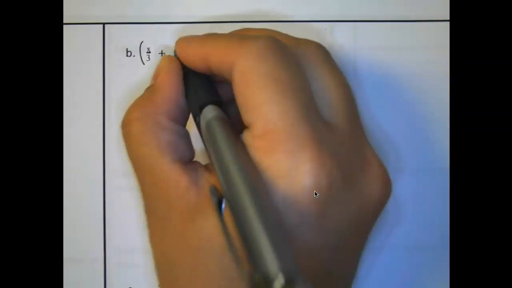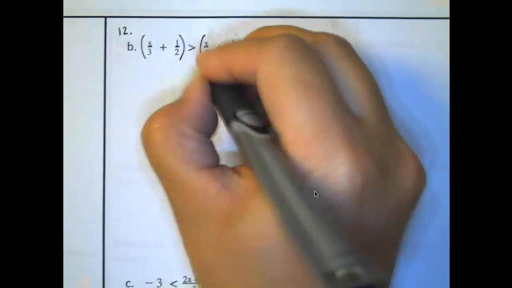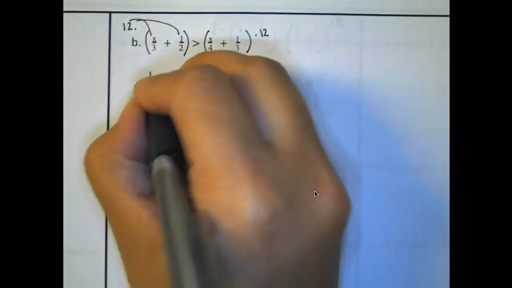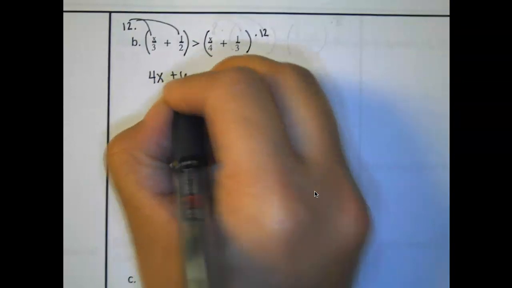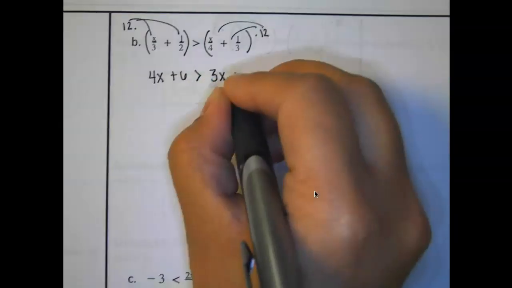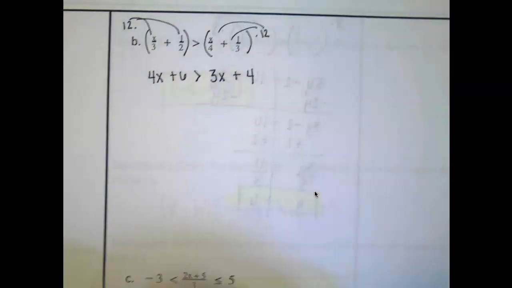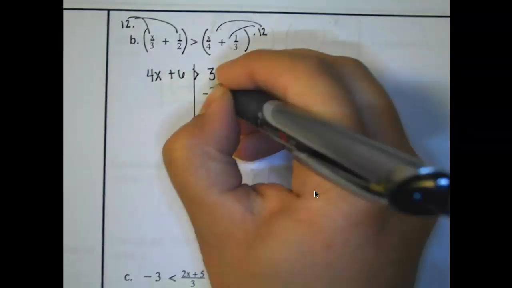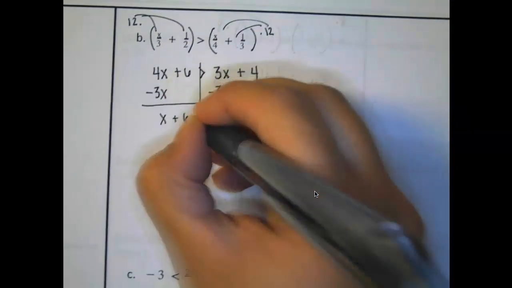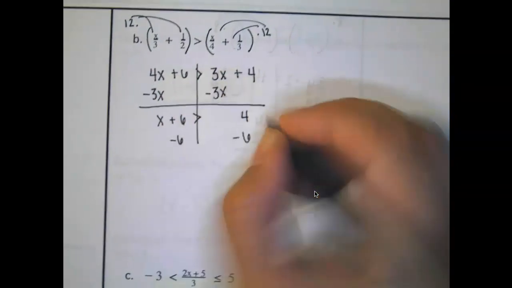Yes. Okay. So, once again, I recommend that you get rid of the fraction. So I'm going to multiply both sides by 12. Yeah, that's the least common multiple. So 12x over 3 is 4x. 12 over 2 is 6. 12x over 4 is 3x. 12 over 3 is 4. So then I'm just going to proceed like I'm solving an equation. Subtract 3x from both sides. I've got x plus 6 is greater than 4. Subtract 6 from both sides.